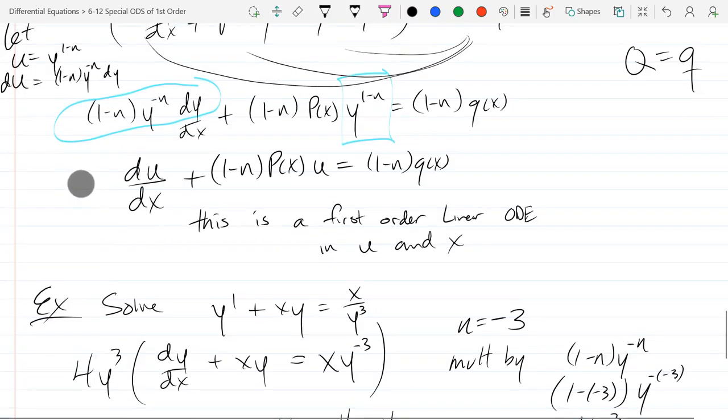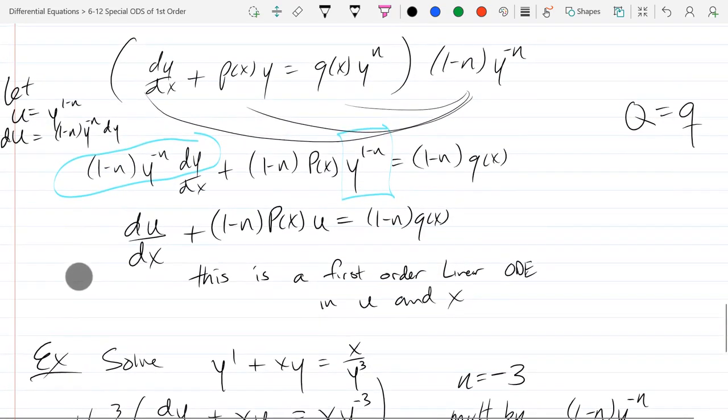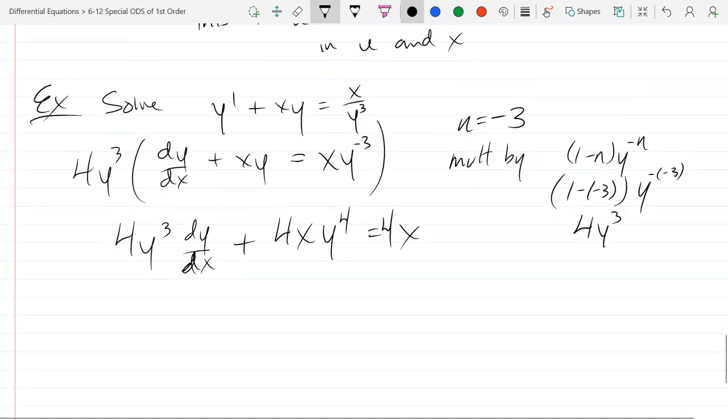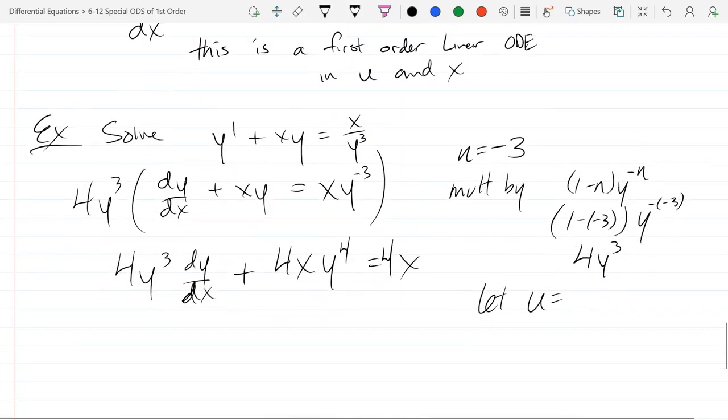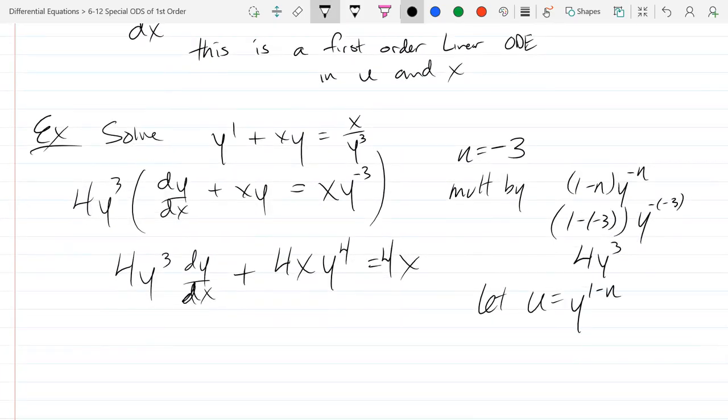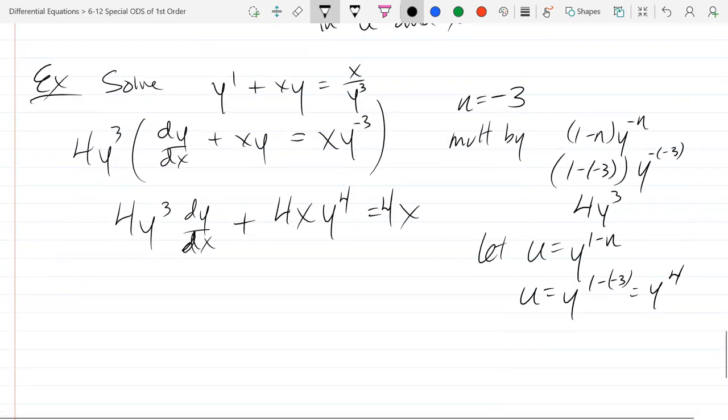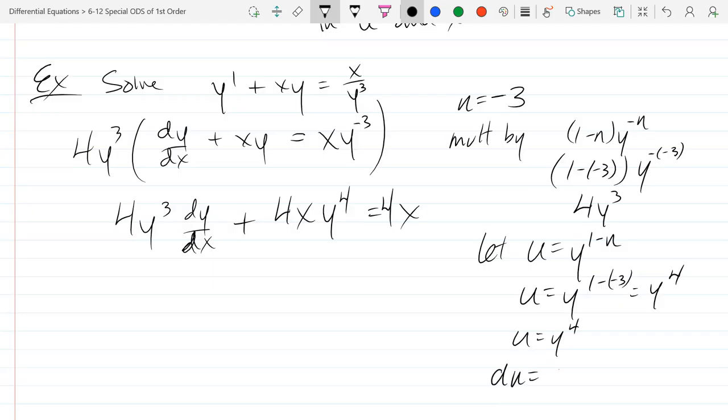Now we make our u substitution. We didn't do anything else first. No. Just make our u substitution. Let u equal, was that y to the 1 minus n? Yeah, y to the 1 minus n. Now you want to be careful again. 1 minus negative 3. So that's a y to the 4th power. So u equals y to the fourth. du equals 4y cubed dy.